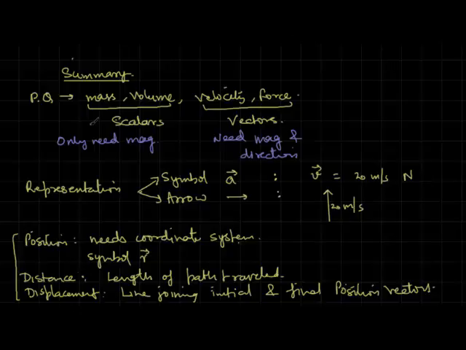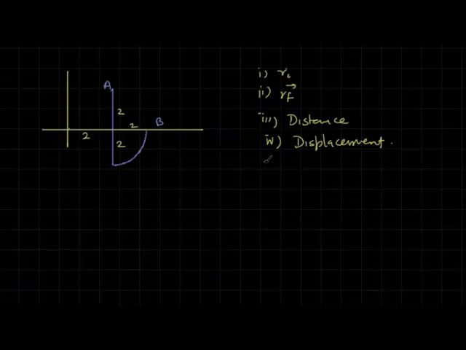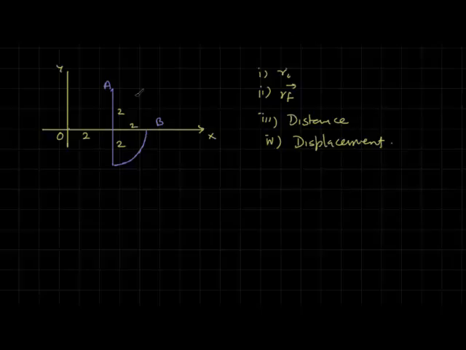Now let's do one example before we move on to the next section of the vectors. So in this example, we have a coordinate system. Let's say the particle travels from point A to point B on this blue path. All the values are given. Now what you need to do is indicate Ri on the graph, indicate Rf on the graph, calculate distance, and tell what is the displacement of the particle. So try this in your notebook and then see the solution.